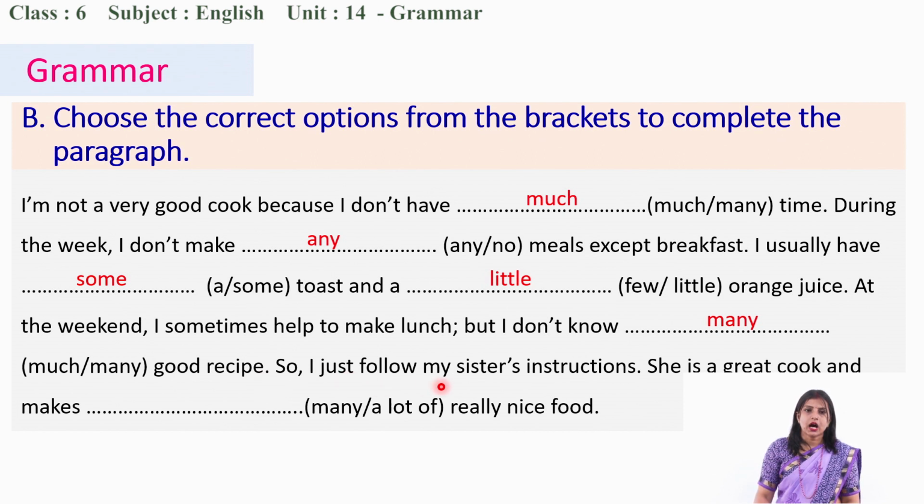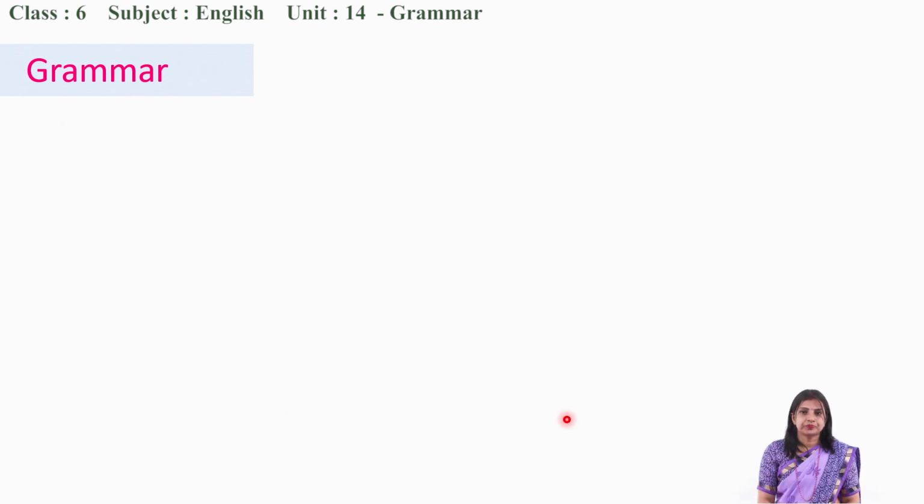So, I just follow my sister's instruction because I am not a very good cook. Yes, so I just follow my sister's instruction. She is a great cook and makes really nice food. What should be there? Yes, a lot of, isn't it? A lot of really nice food. Okay. Now the next one.